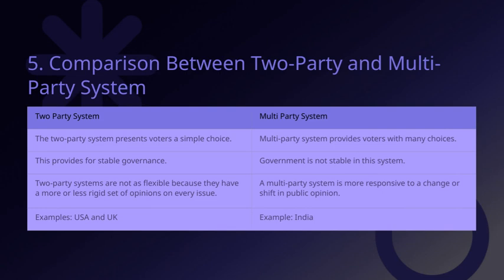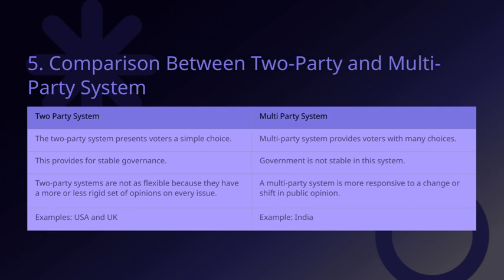On the one hand, a two-party system, like in the US or the UK, offers voters a simple choice. This simplicity can be very effective for creating stable governance because it's easier to form clear majorities and implement policies.